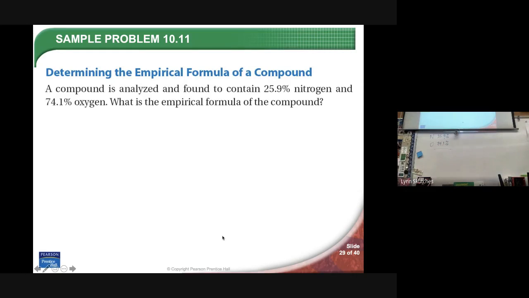So we've done percent composition. So something has just nitrogen and just oxygen, about 3 times as much oxygen, if you will, as nitrogen. And you know that percents add up to 100.